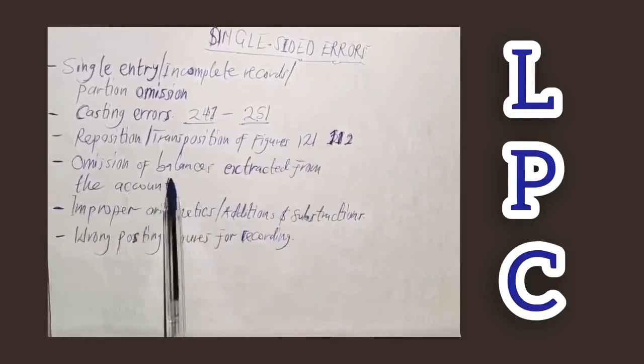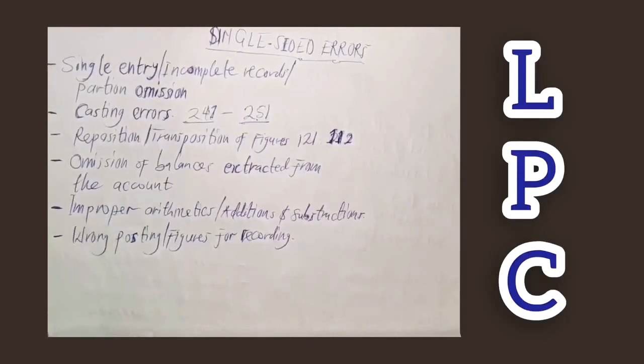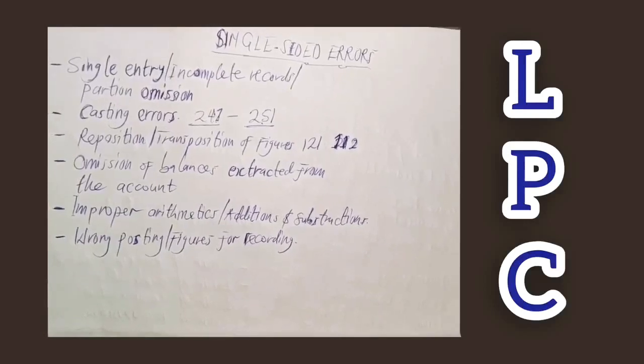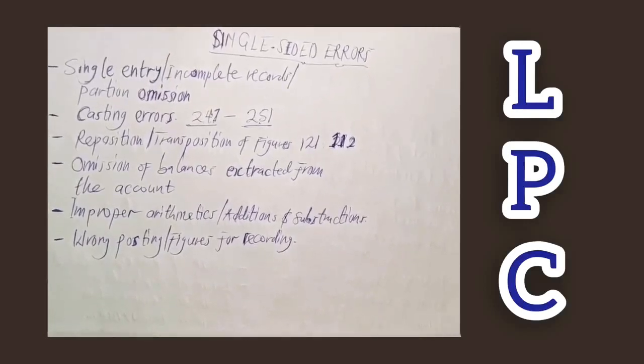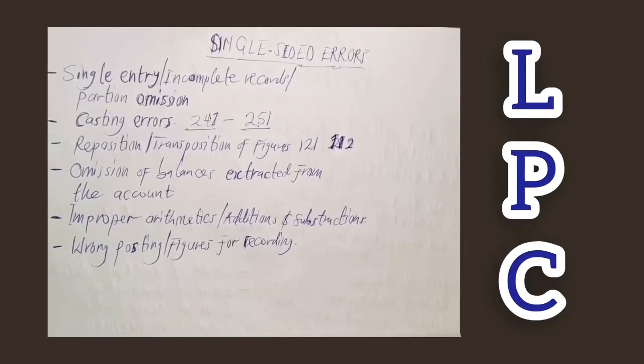Then we have omission of balances extracted from the account. Here, after extracting the various accounts for the various transactions that come in, you fail to add them as part of the balances that will exist in the trial balance. So anytime you fail to present any account that should be part of the trial balance, you just omit, let's say, the credit balance of a creditor. Because you know a creditor will have a credit balance, they are suppliers, right?